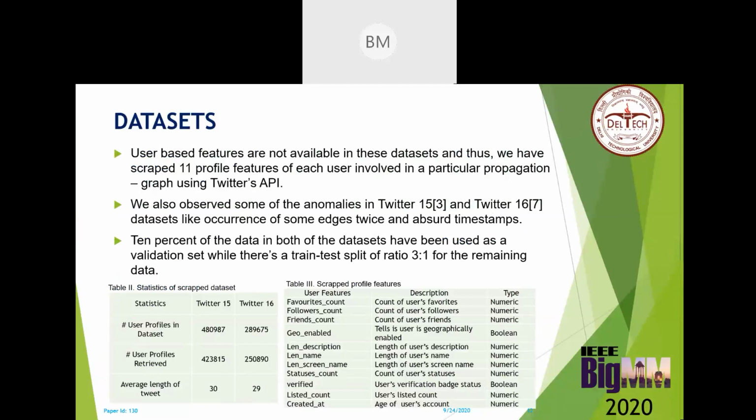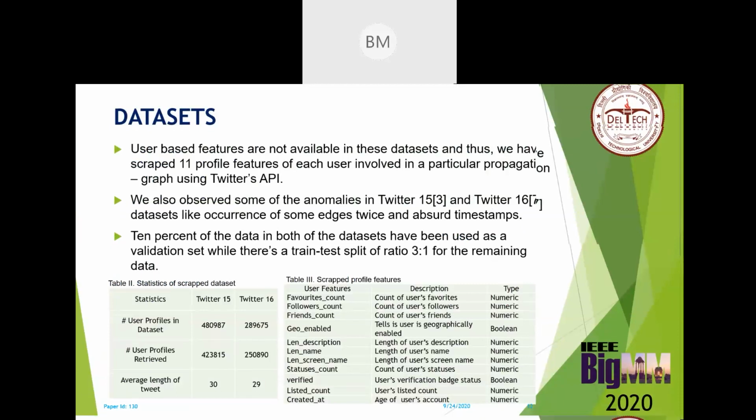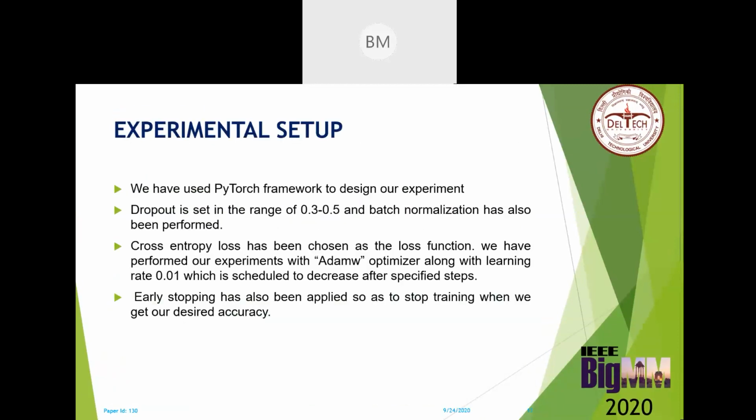For the train test split, we have divided our data set into 3 parts: train set, test set, and validation set. 10% of the data set has been used for the validation set, while there's a train test split of 3:1 for the remaining data. Now, coming to the experimental steps, we have used a PyTorch-based framework to design the experiment.